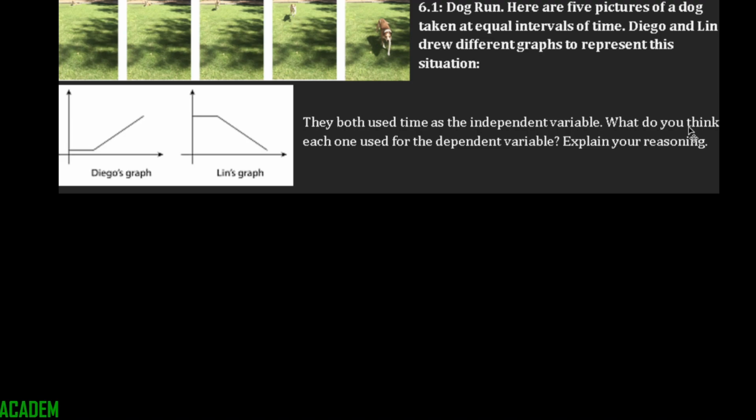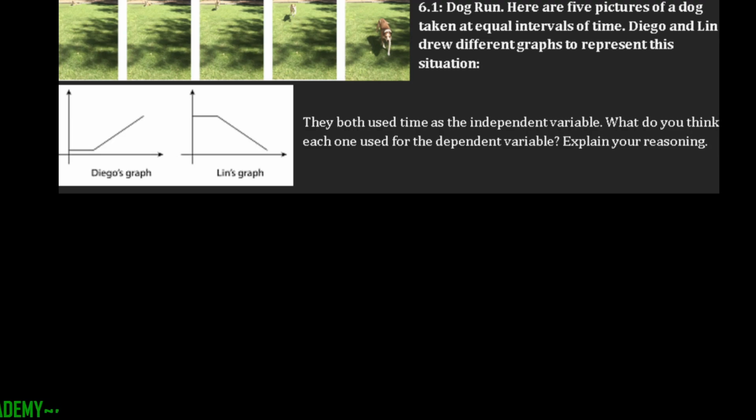In this video, working on unit number 5, lesson number 6. We're talking about functions and about independent and dependent variables. So what we're going to be doing in this lesson is talking about which graph matches different situations. In the warm-up, it has 5 different pictures where a dog is running towards the picture.